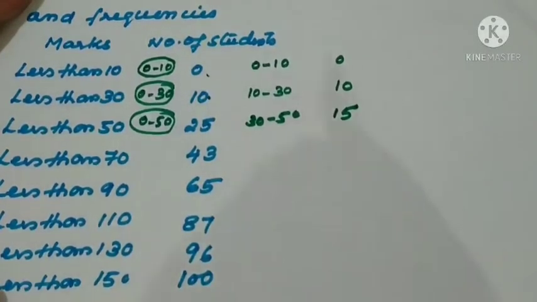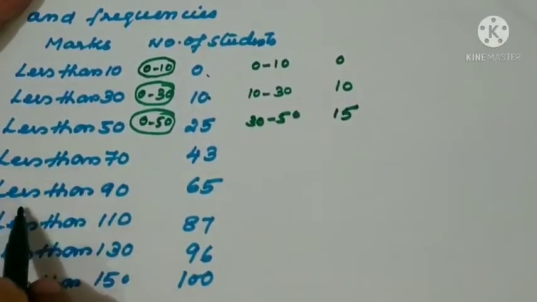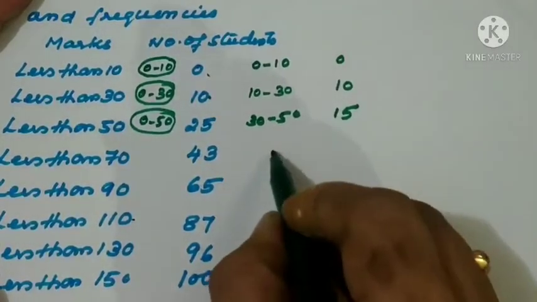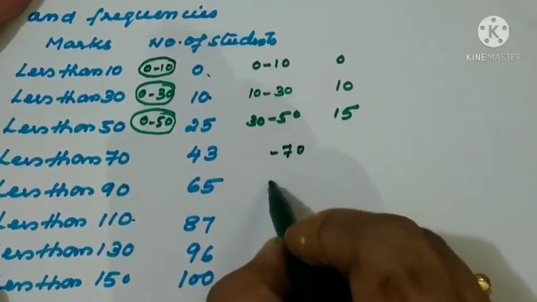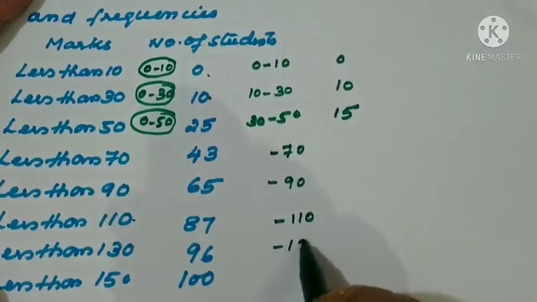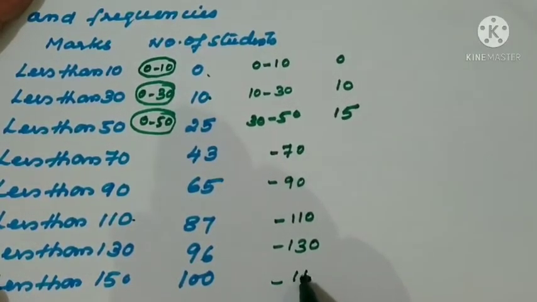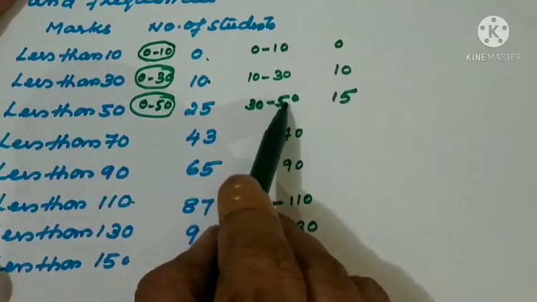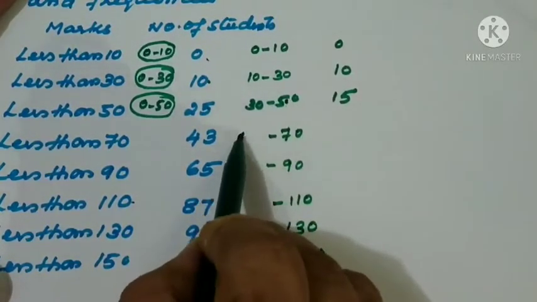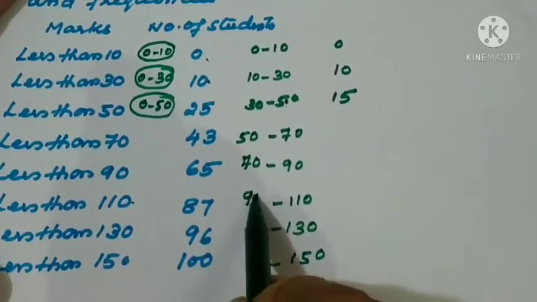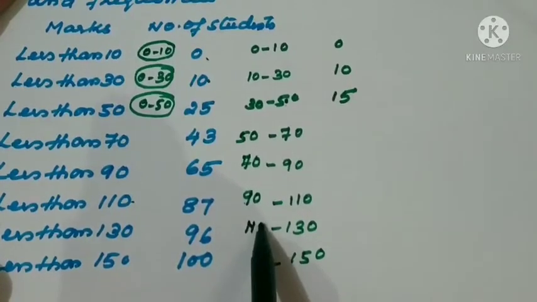Now one more easy method I'll tell. If a less than table is given, then whatever is given, it is our upper limit. So I'll write 70, 90, 110, 130, 150. Right? If you have the upper limits, we can write the lower limits here. This 50 will be the next lower limit, 70 will be the next lower limit, next 90, 110, and then the last one is 130.